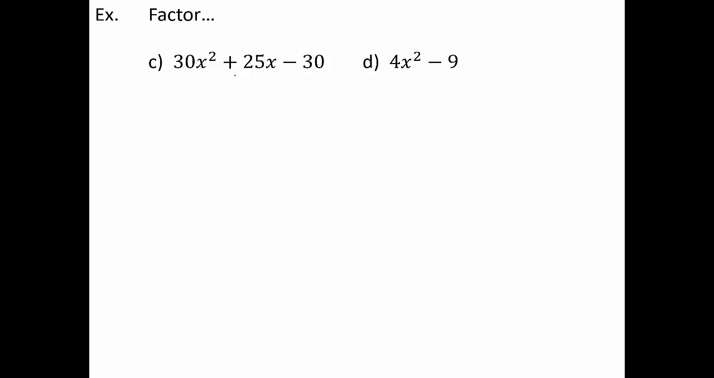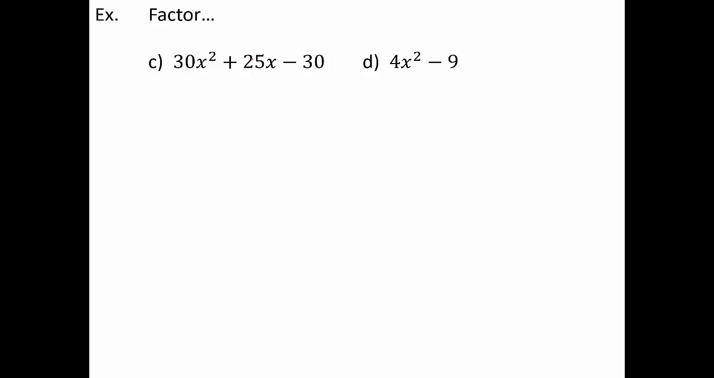All right, now let's look at the next one. So 30x squared plus 25x minus 30. You may have looked at this one and saw, starting 30 times 30, which of course is 900, factors of 900 that add to 25. I don't want to do this. Well, that's usually your first clue that you're probably doing it the wrong way.